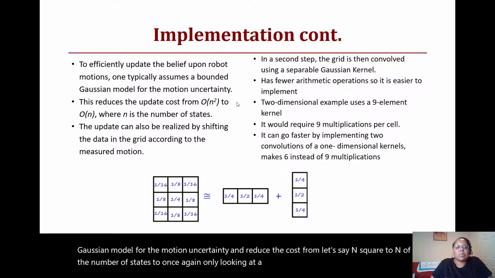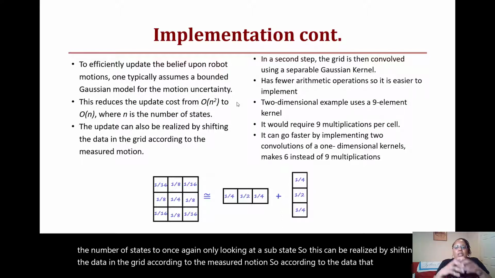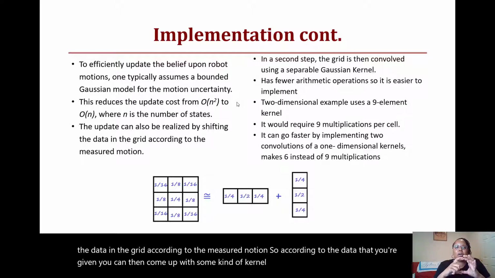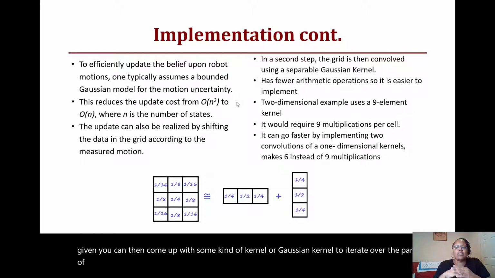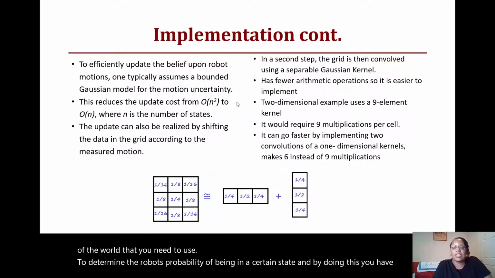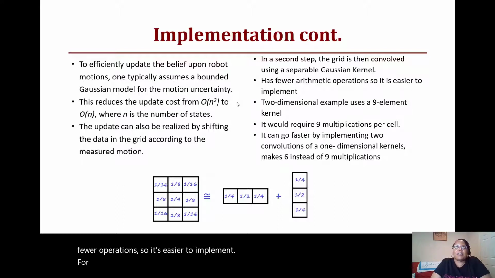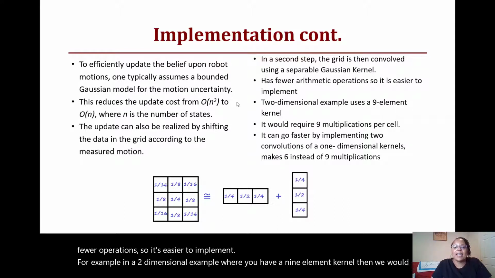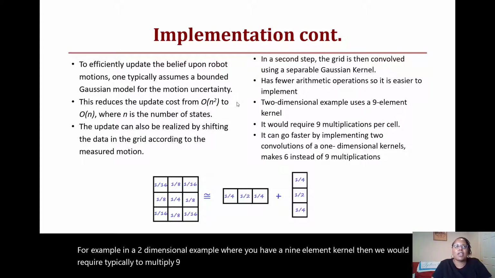This can be realized by shifting the data in the grid according to the measured motion. According to the data that you're given, you can then come up with some kind of Gaussian kernel to iterate over the part of the world that you need to use to determine the robot's probability of being in a certain state. By doing this, you have fewer operations, so it's easier to implement. For example, in a 2-dimensional example where you have a 9-element kernel, we would typically require 9 multiplications per cell, but we can go faster by using 2 one-dimensional kernels, which makes 6 instead of 9 multiplications.